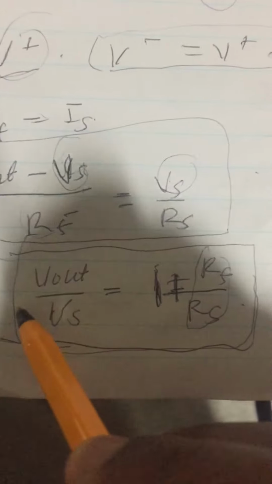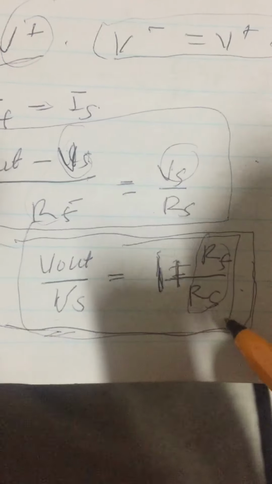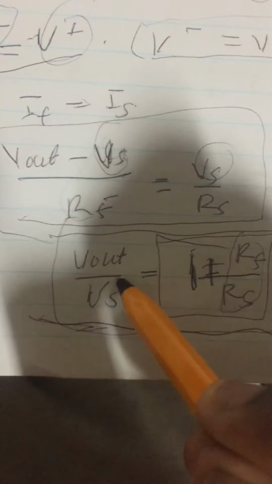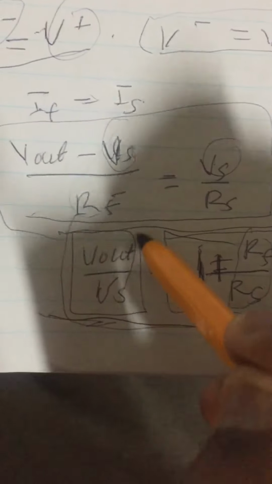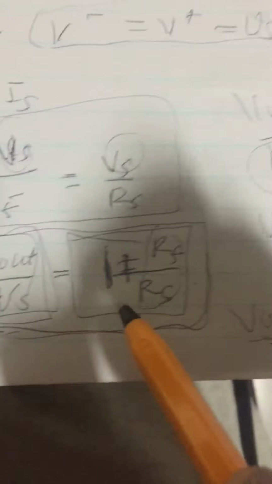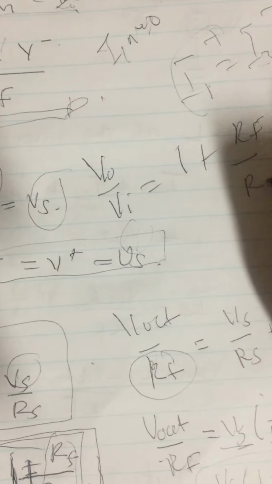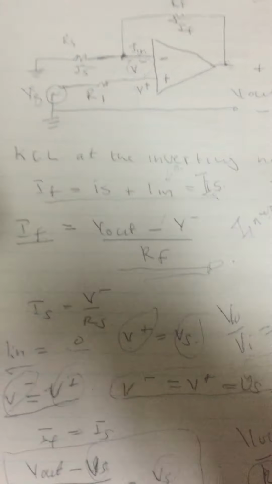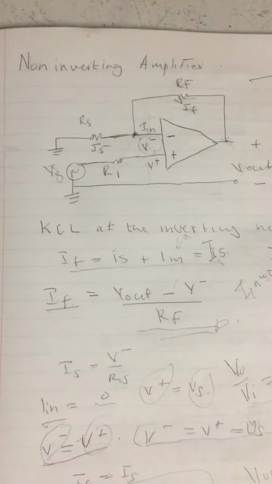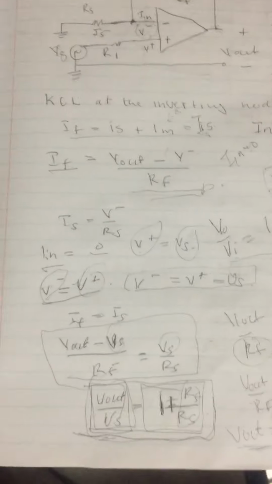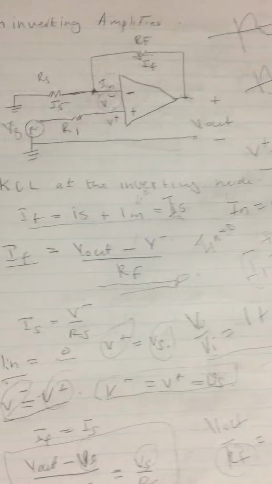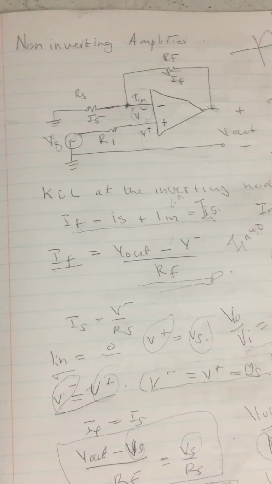However, if we're looking for V output, we'll have this. This will give us the gain. I mean, this is when we are looking for the gain. We'll have this, which will give us that. That is how we go about non-inverting. Right? Yeah, that's all for today. We'll proceed with other amplifiers.